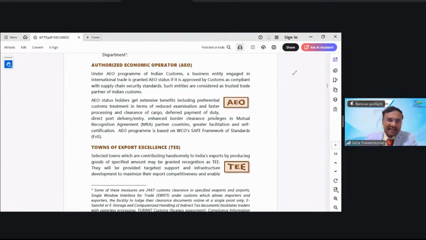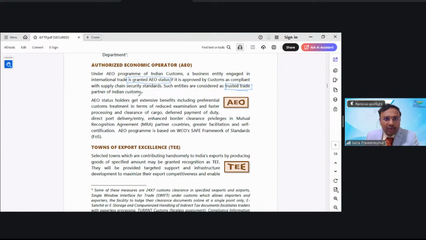The first aspect is AEO. This is an Authorized Economic Operator program of Indian Customs, where a business entity engaged in international trade is granted AEO status. So there is a business entity which engages itself in international trade, and they get something called AEO status. If it is approved by customs and compliant with the supply chain security standards, such entities are considered trusted trade partners of Indian Customs.